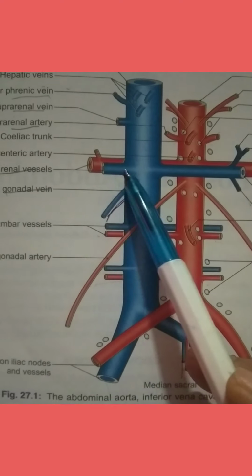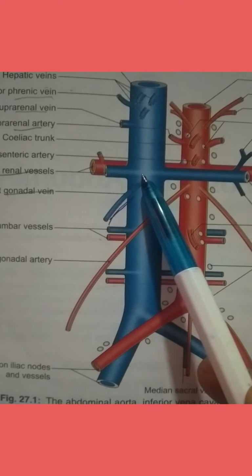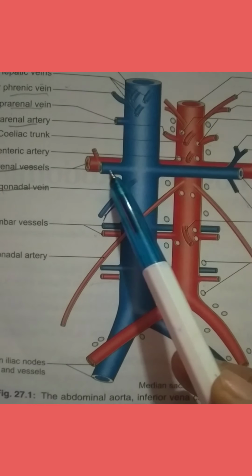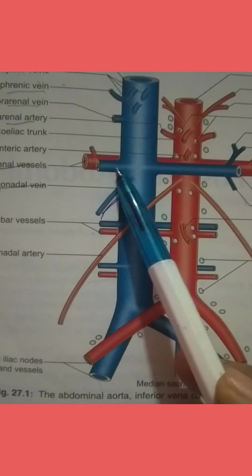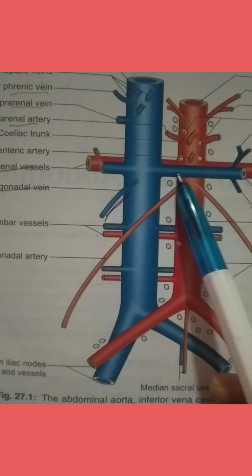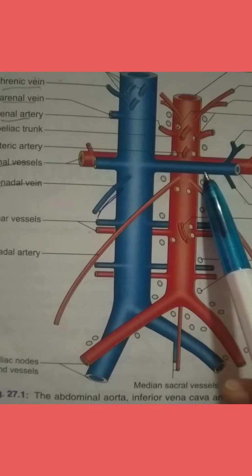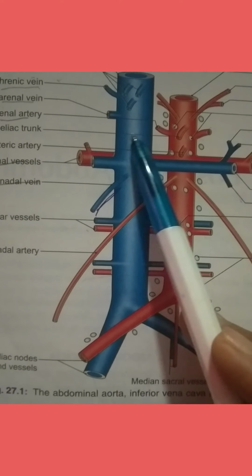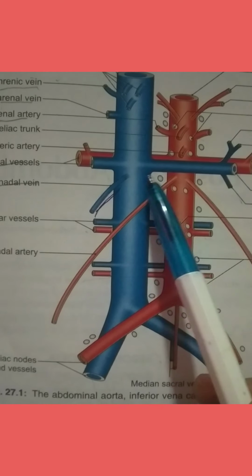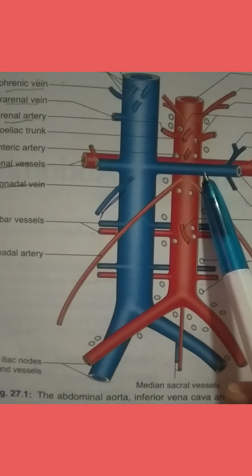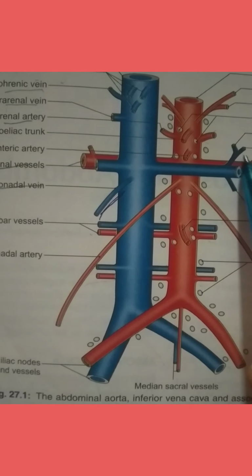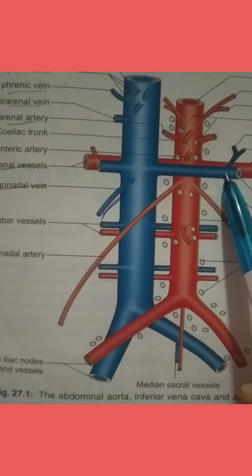The right renal vein is shorter as compared to the left renal vein and lies behind the second part of the duodenum. The left renal vein crosses in front of the aorta and lies behind the pancreas and the splenic vein. It receives the left suprarenal and the gonadal veins.